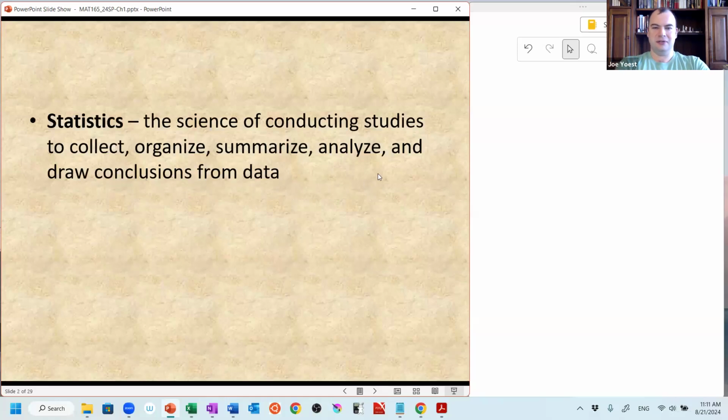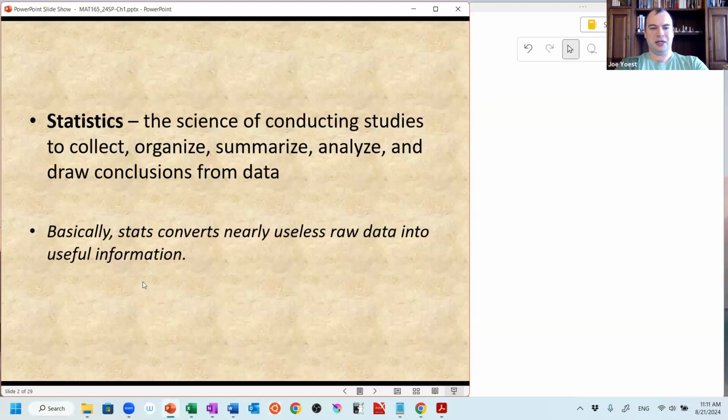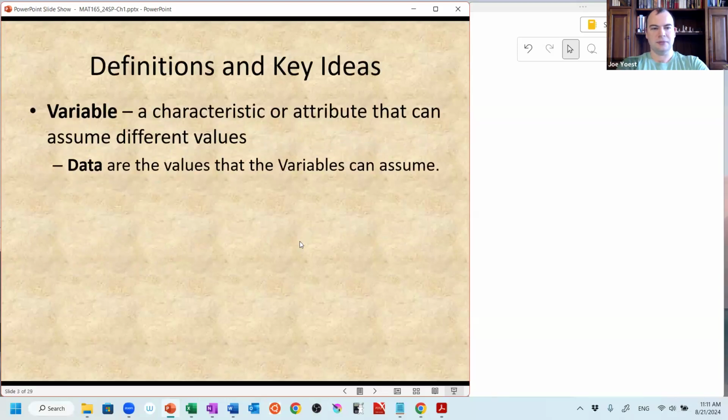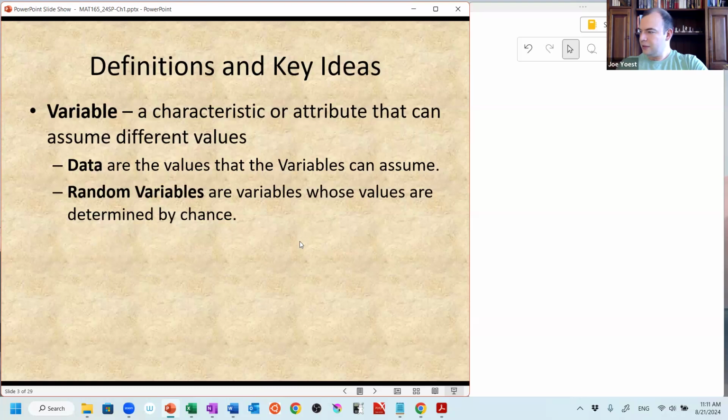All right, so this is kind of the longer definition of statistics, but as I mentioned, my working definition is that statistics is the process of converting nearly useless raw data into a more usable form, into usable information, and then maybe we would call it knowledge. Okay, so a couple of important ideas here.